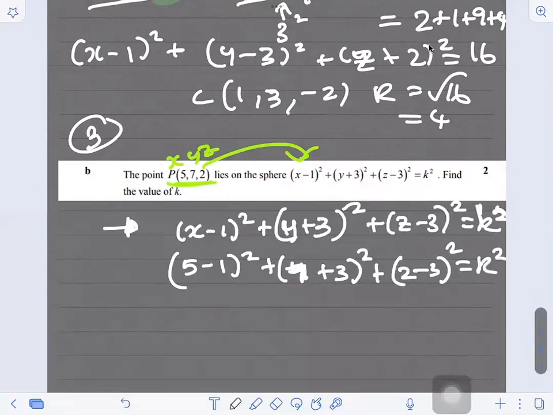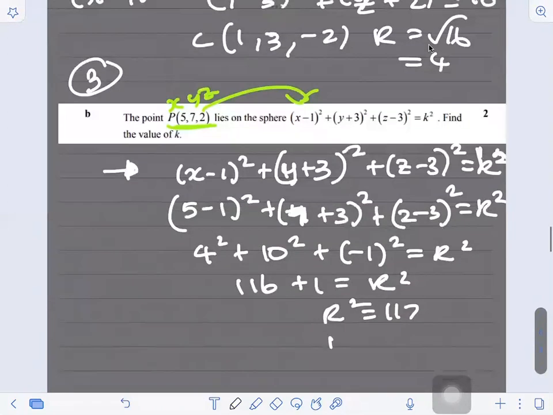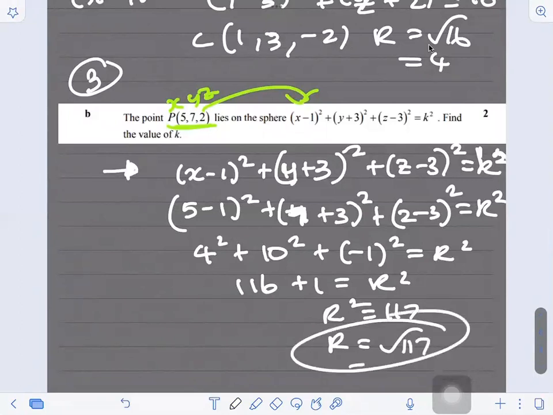Okay, so 5 minus 1 is 4. 7 plus 3 is 10. 2 minus 3 is minus 1, equals r². I think we get 16 plus 100 plus 1 is r². r² is 117. So therefore r is root 117. Okay.